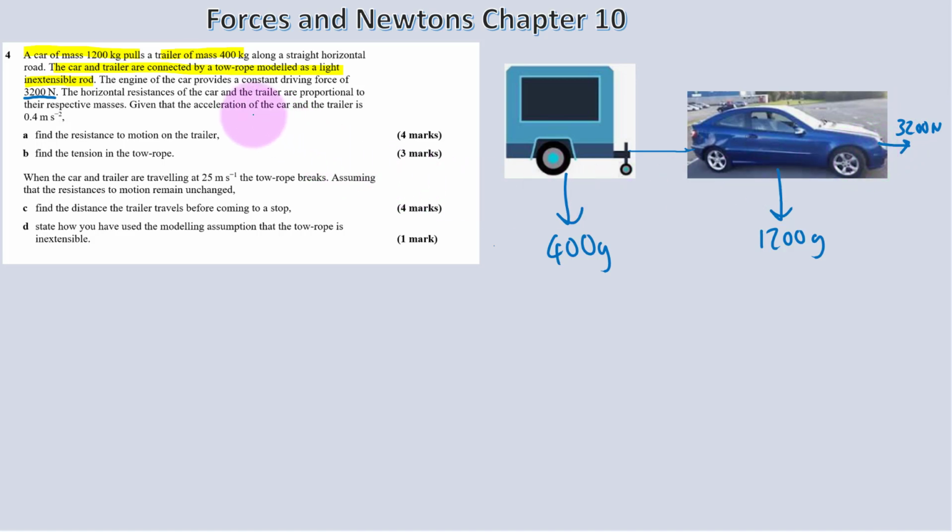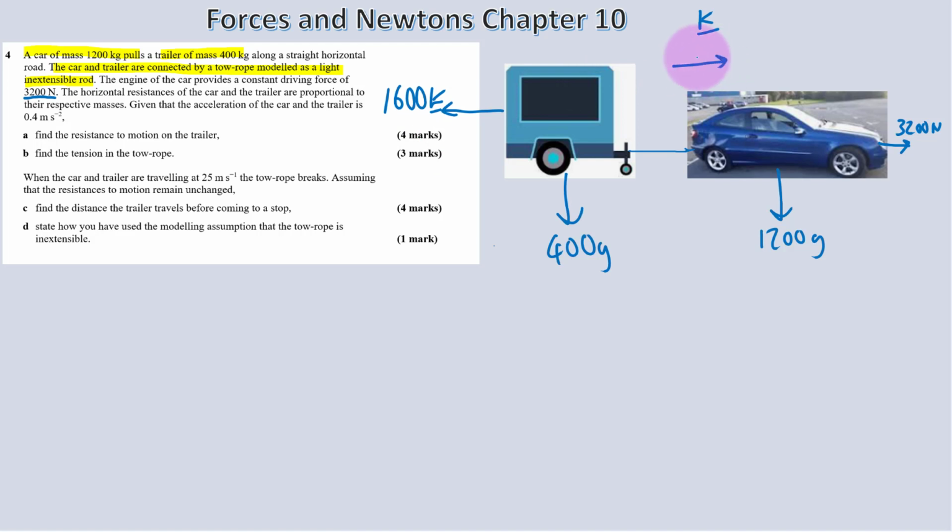The horizontal resistances of the car and trailer are proportional to their respective masses. So proportion, if you remember GCSE of inverse and direct proportion, we normally call k a constant of proportion, and that's what people missed out. So there's a resistance force which is proportional to their respective masses. Well, their respective masses are 400 kg and 1,200, right? So that must be 1,600k, as in that's a constant proportion there. And that's acting the other way.